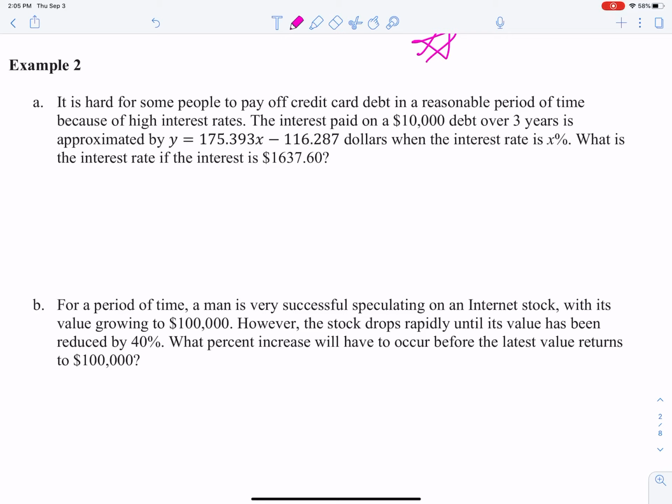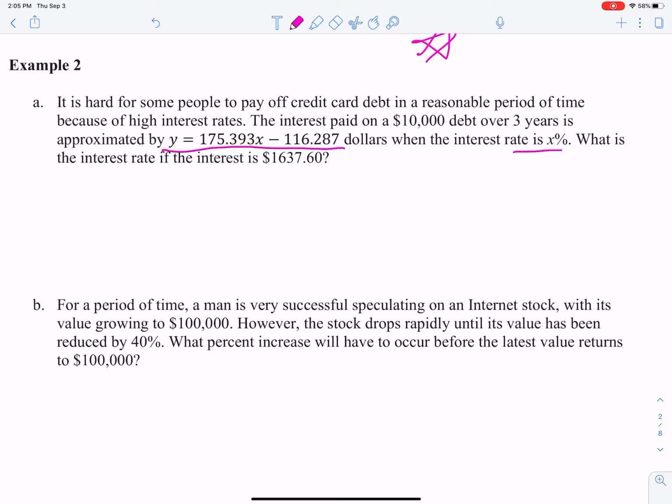All right, here's another example. It's hard for some people to pay off credit card debt in a reasonable period of time because of high interest rates. The interest paid on a $10,000 debt over 3 years is approximated by this linear equation here, right? Linear because it has the form y equals mx plus b. Dollars when the interest rate is x%.